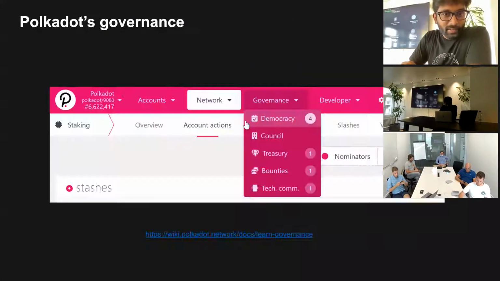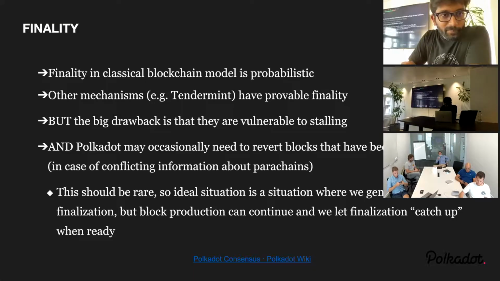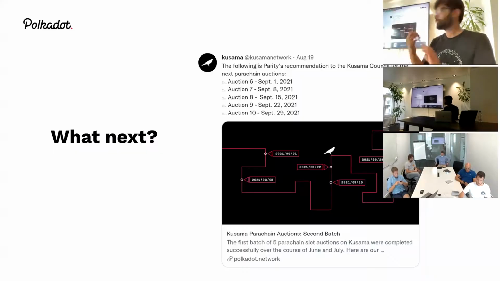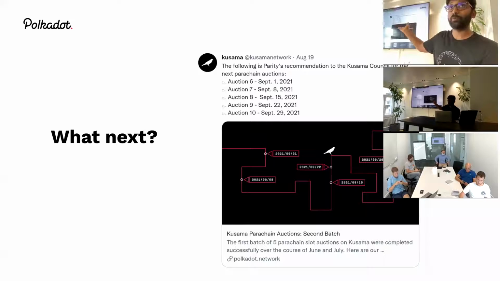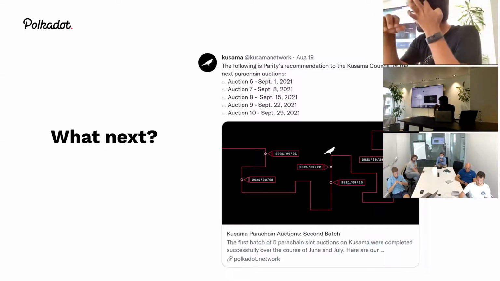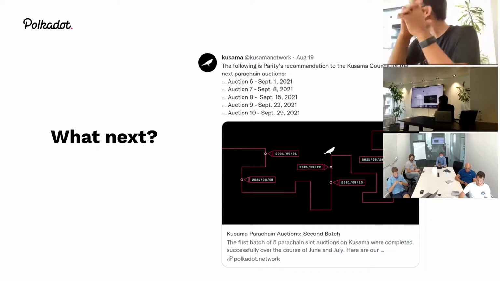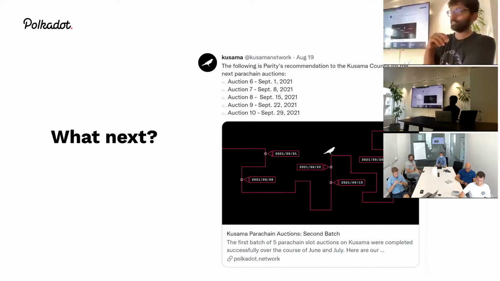Okay, so we're nearing the end of the talk. So what next? September 1st, which is tomorrow, is the first auction that's going to happen in the second phase. There have already been 5 auctions that were finished in the months of June and July. Tomorrow is the beginning of the first slot auction right now. And then every week we have a new auction.